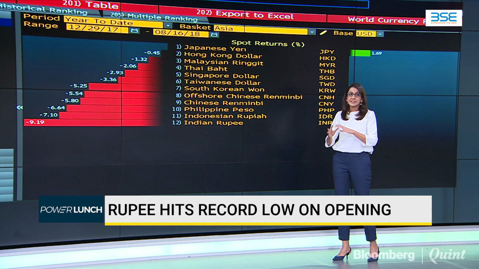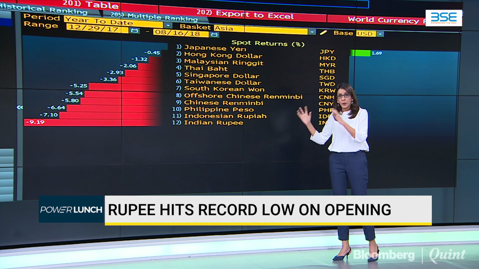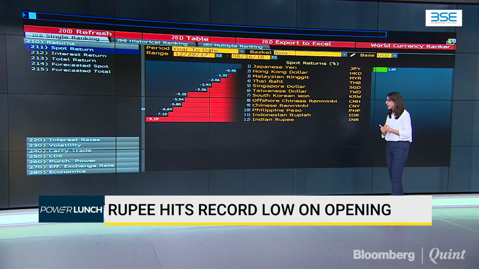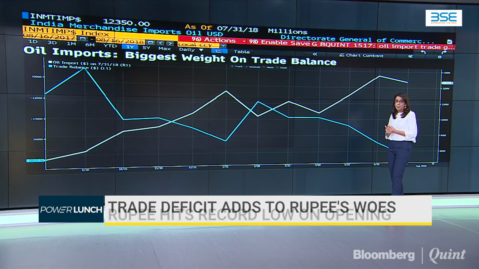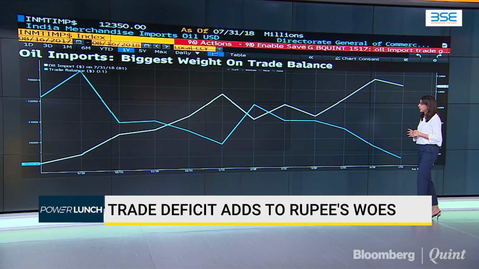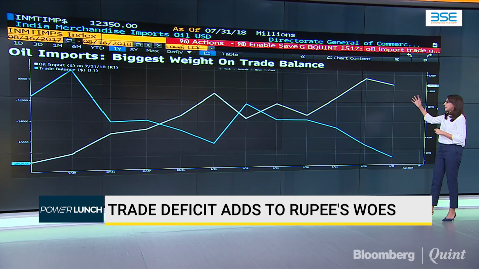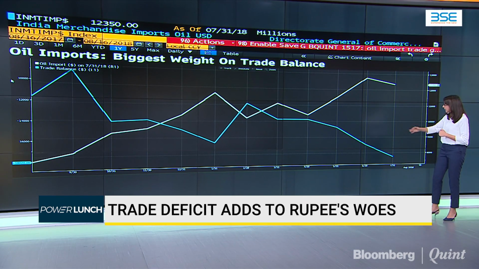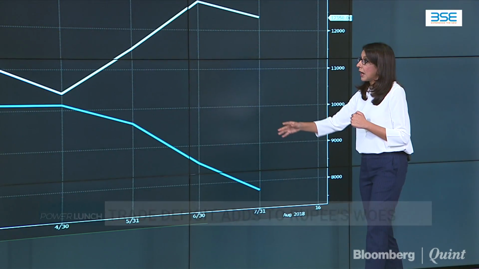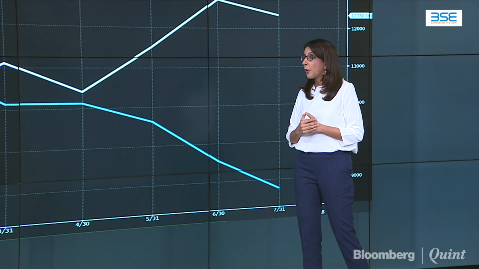So the point I'm making is that there's a global story which is of weak EM currencies. Perhaps within that, the local story where the rupee was perceived to be overvalued, where some of the external fundamentals of the Indian currency, such as the trade deficit, have worsened. All of that means that the pace of depreciation in the rupee is perhaps worse than some of the Asian peers, at least. Speaking about some of those fundamentals, we got the trade deficit numbers, and that continues to be a pressure point. The trade deficit and what it means for the broader current account deficit. There are various weights on the trade balance, but the trade balance deterioration, the largest weight on that continues to come from oil imports.